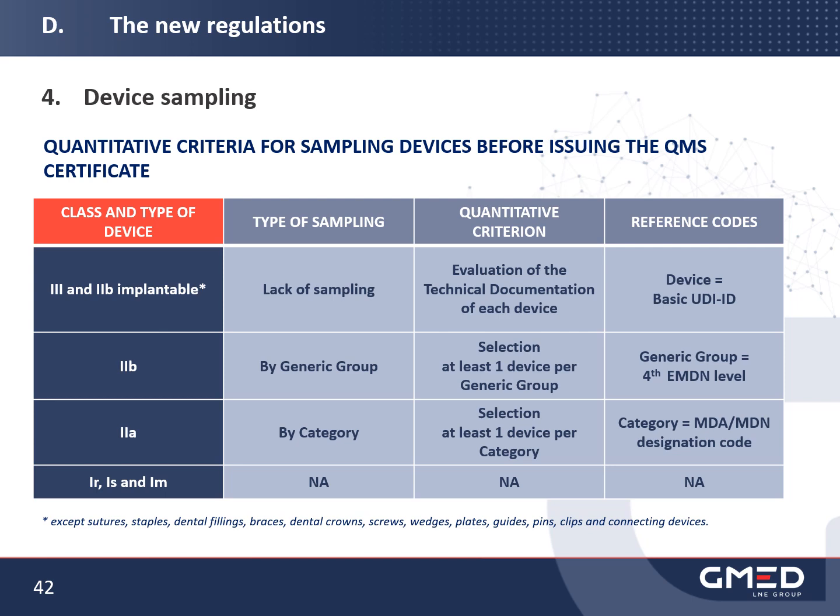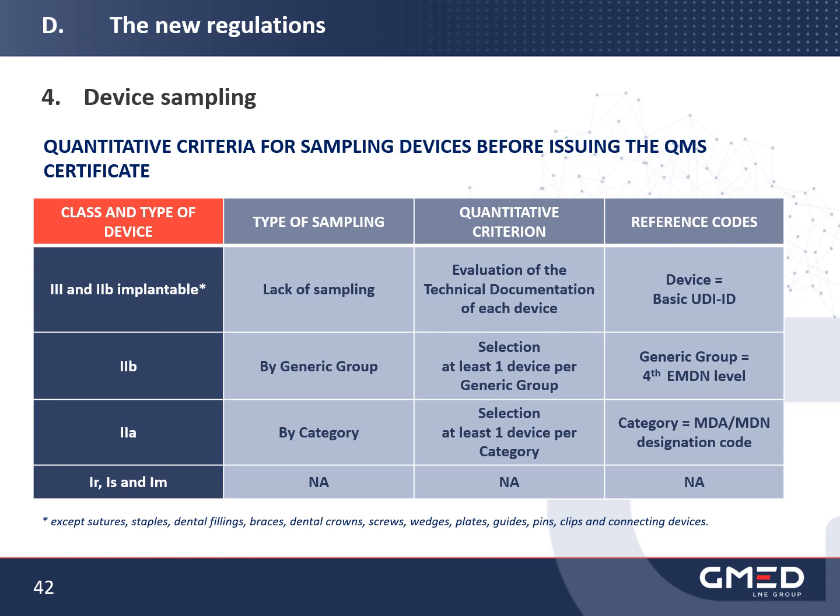For Class 3 and 2B implantable devices, with the exception of sutures, staples, dental fillings, orthodontic appliances, dental crowns, screws, wedges, plates, guides, pins, clips, and connecting devices, the sampling principle does not apply. Therefore, each device must undergo an evaluation of the technical documentation before the certificate is issued. The reference code used to identify the number of devices to be evaluated is the basic UDI ID. That is, a technical documentation evaluation will be performed for each basic UDI ID.